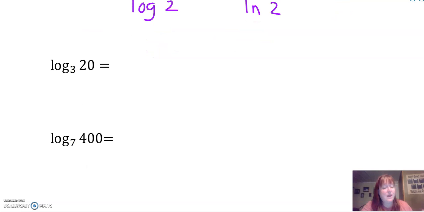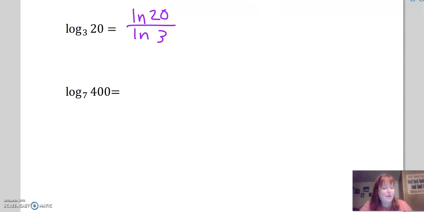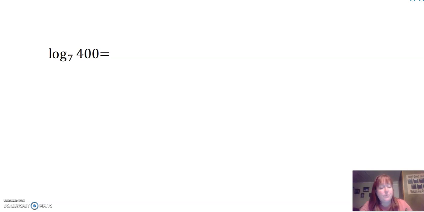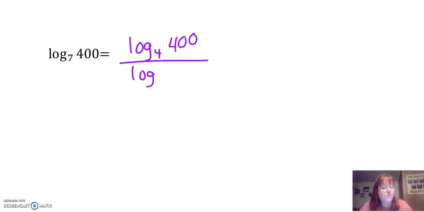It works. Okay, so if I want to change this to ln, I could do ln of 20 over ln of 3, because remember, I think about this as this base is a little bit lower than this number, so that's how I know it goes on the bottom. I know it's like a silly trick, but it works. Okay, what if I just wanted to change this to like log base 4? Well, I could do that too. I could do log base 4 of 400 over log base 4 of 7.